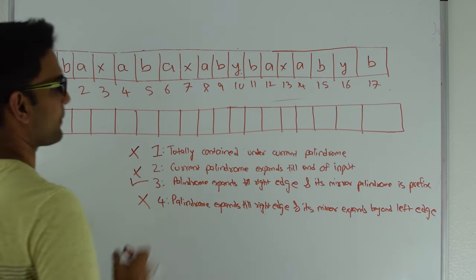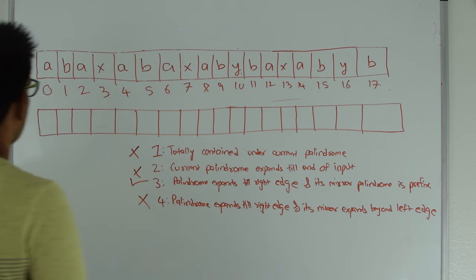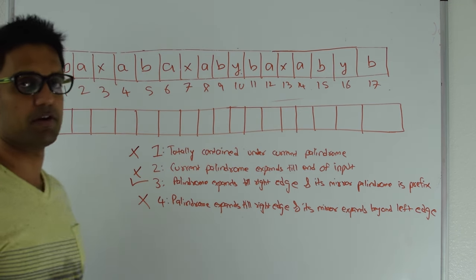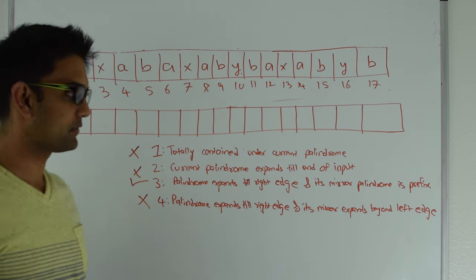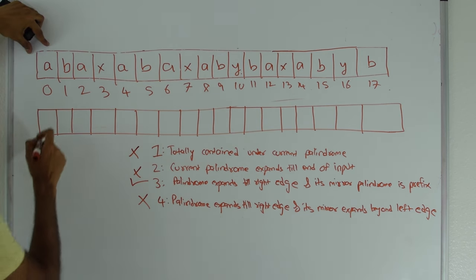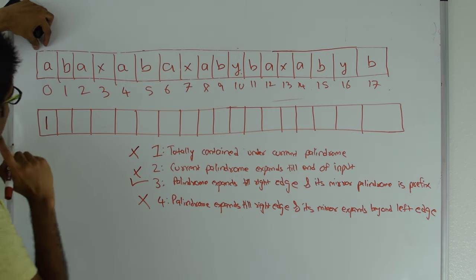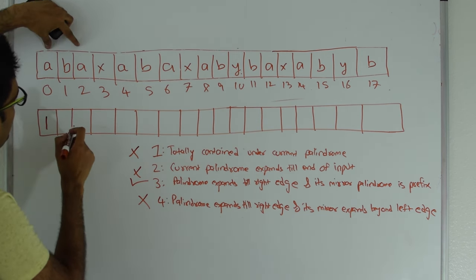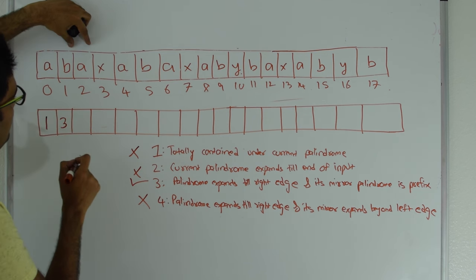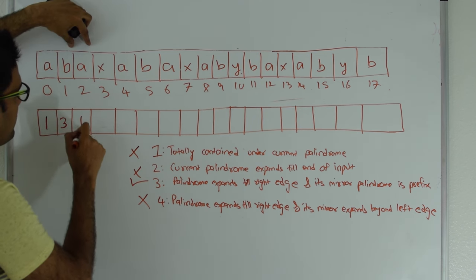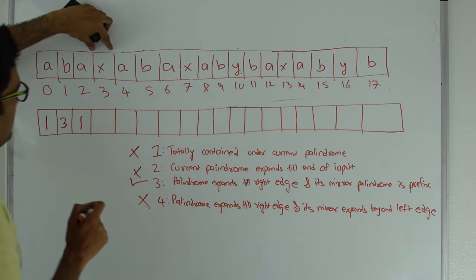So let's apply all these four cases on this example. What I did is I took a new array of the same size. And again, we are only going to deal with the odd length palindromes for the purposes of simplicity. So we start with A. The palindrome here is of length 1. We start with B. The palindrome here is of length 3. Then we go to A. The palindrome here is of length 1. We go to X.